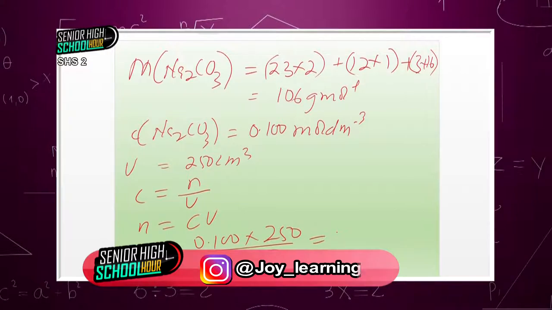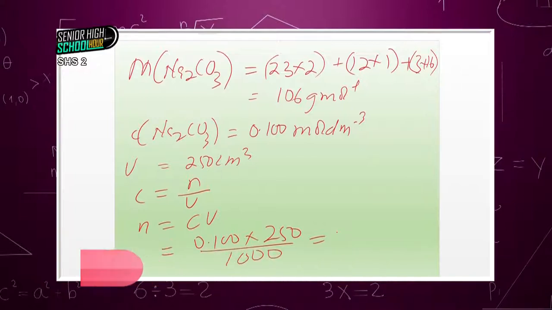go bring your calculators quickly. Yes, let's do it together. Okay, so 0.1 times 250 divided by 1000 will give me 0.025. So 0.025 mole. Did you get the same thing? Yes. Good. Let's continue. That is one way.